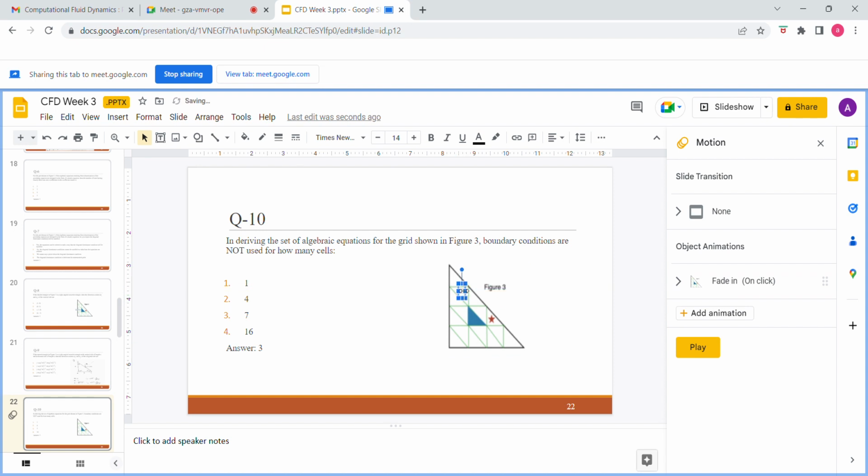So the cell is not using, and similarly this cell is also not using.